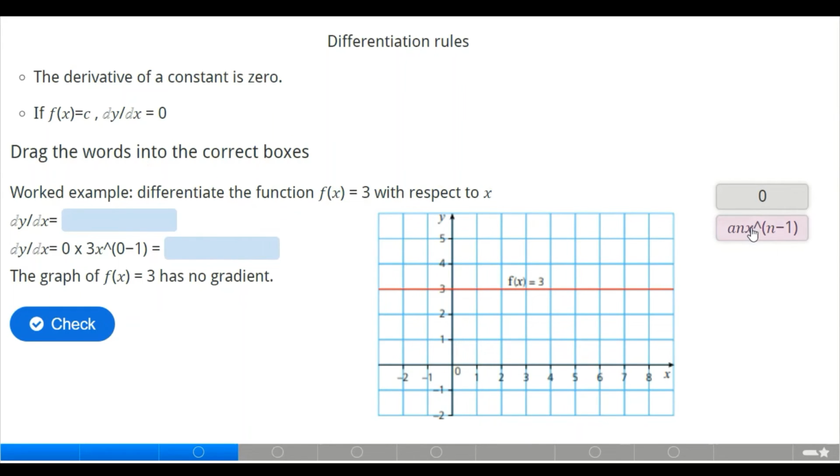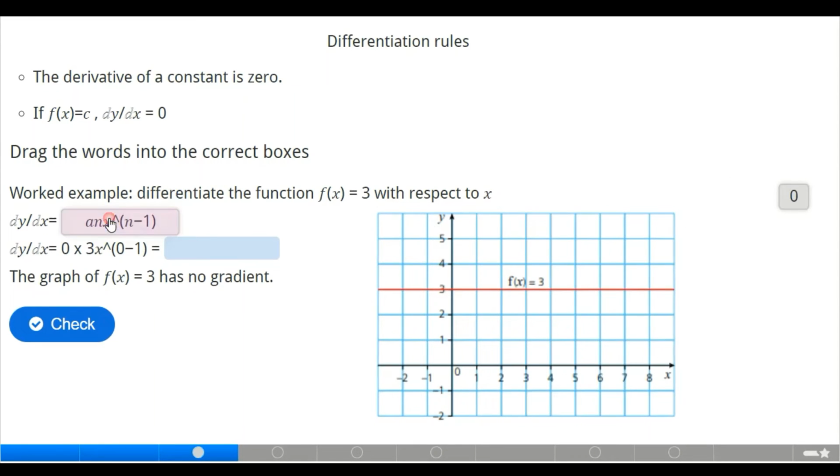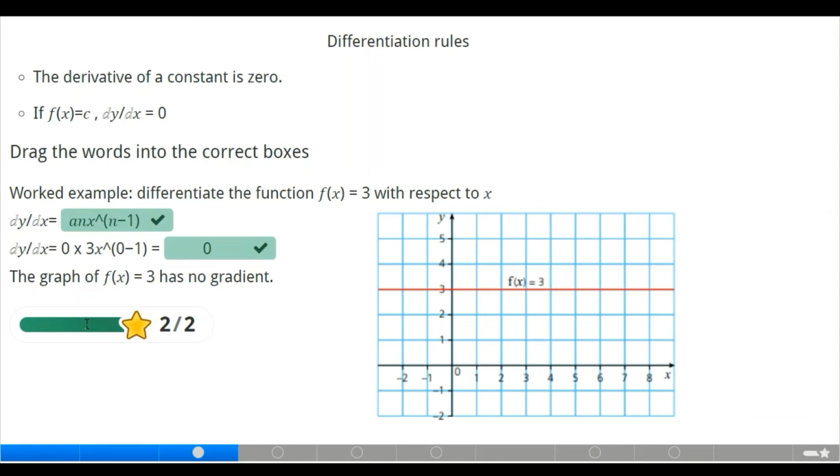So what's the formula for differentiation here? It is n a x raised to power n minus 1. By the time we differentiate it, 0 times 3 multiplied by x raised to power 0 minus 1, every answer will give us 0. And that implies that the gradient of a function that is a constant doesn't have any specific gradient, because our answer is 0.